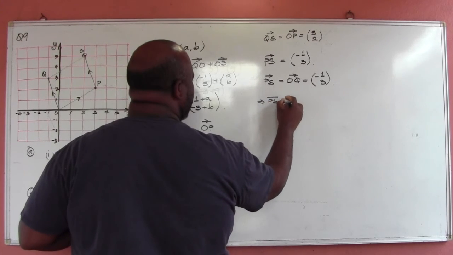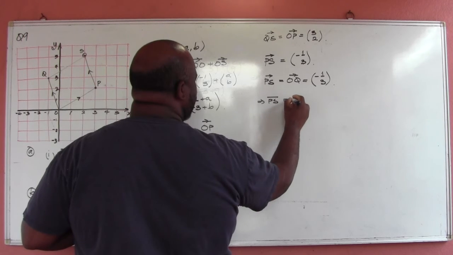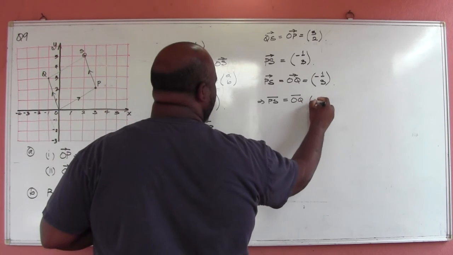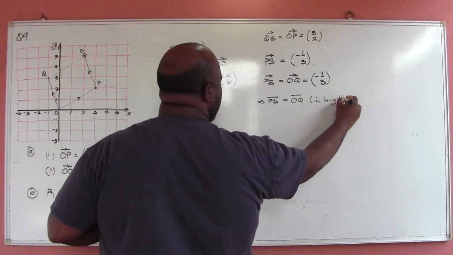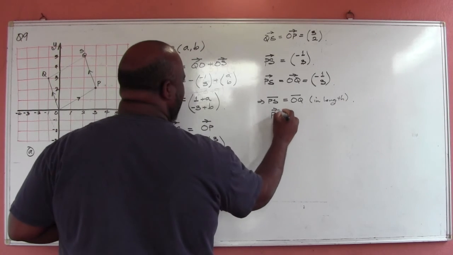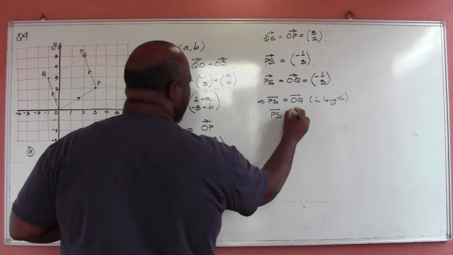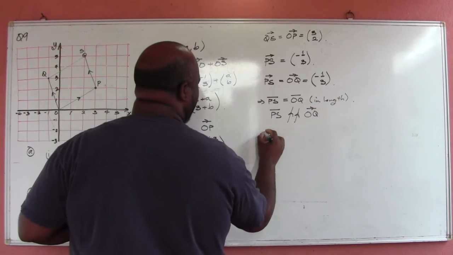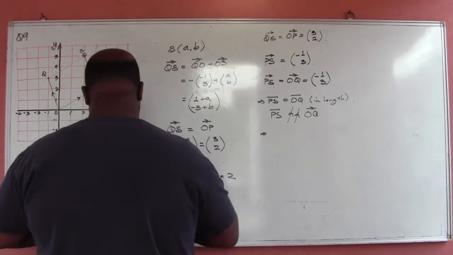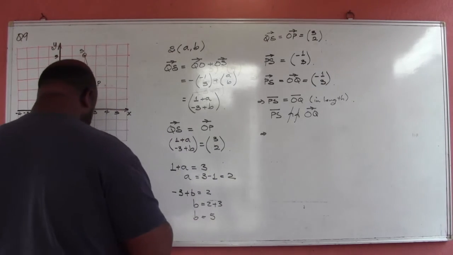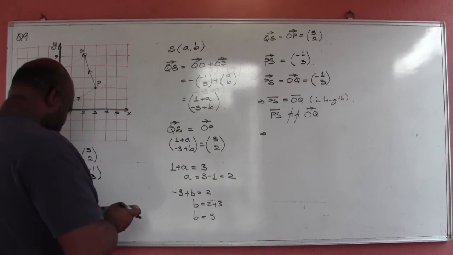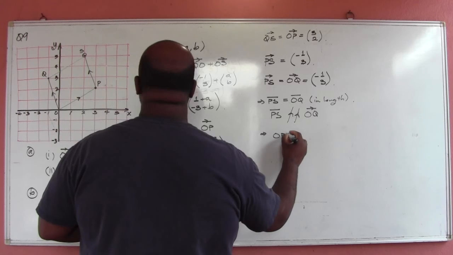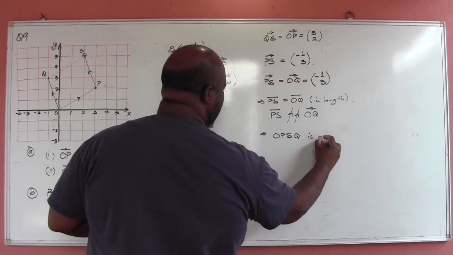Therefore, PS, the line PS, is equal to the line OQ, that's equal in length. Alright, in length. And the line PS is parallel to the line OQ. Therefore, OPSQ is a parallelogram.